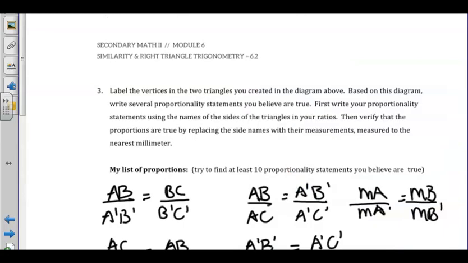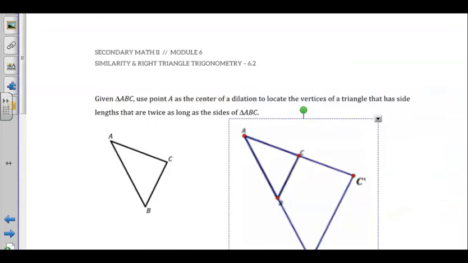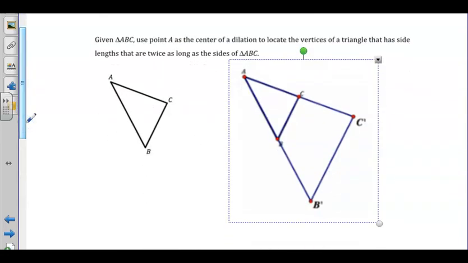Next we are asked to take a look at this triangle ABC and use point A as the center of dilation to locate the vertices of a triangle that has side lengths that are twice as long. There are several ways we can do this. Some students did take rulers and just doubled the side lengths. And so I actually have created here the image figure that we will end up with.